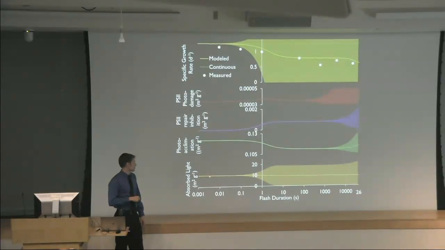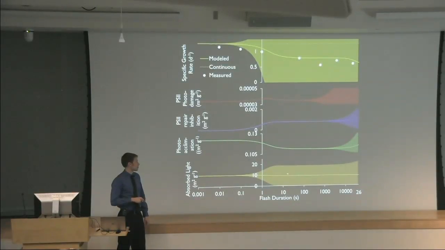So basically, you look at the level of absorbed light in flashes of duration below 0.1, the model basically predicts that it's the same as continuous light. And you can see up here that that is in fact what happens. But as the flashes get longer, there starts to be this deviation between the light and dark periods, so it experiences these swings in absorbed light.